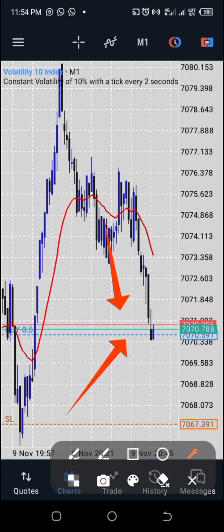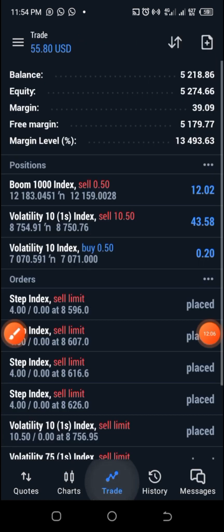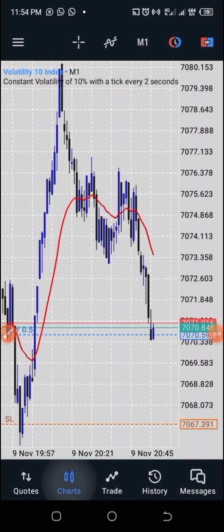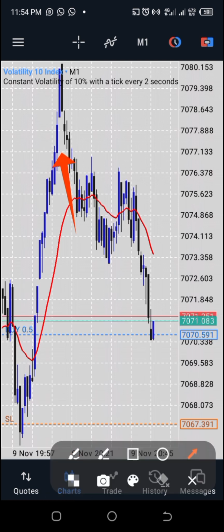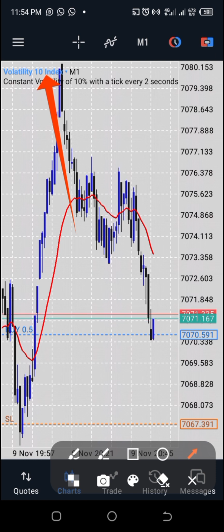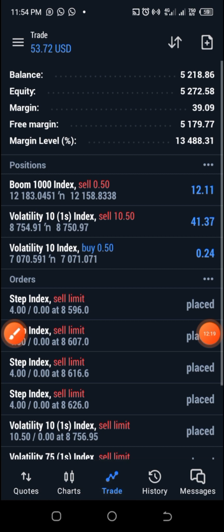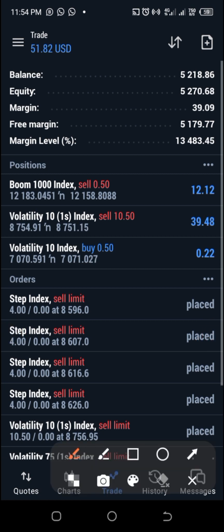So what you can do to check if what I'm saying is real, you go back to trade and you see what you pressed. It is which asset? It is volatility 10. This is the asset, volatility 10. We were buying, we had used a buy limit. So let me check volatility 10. Where are we? Oh, you can see.